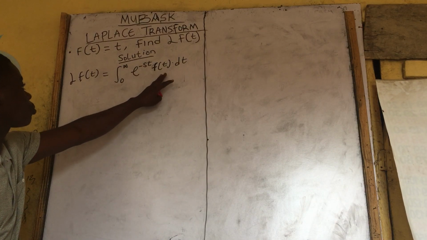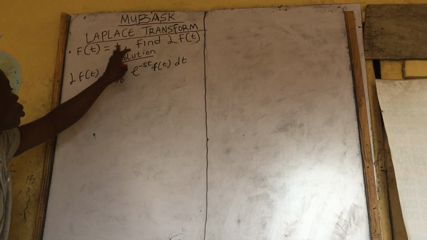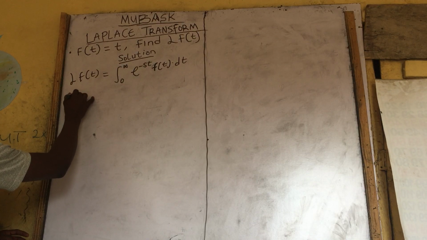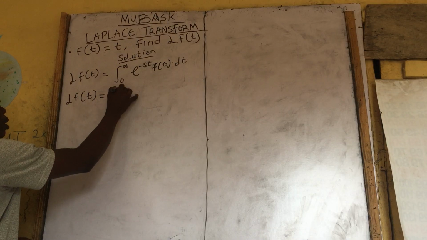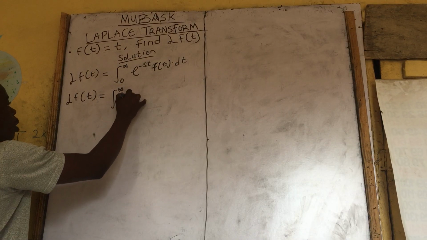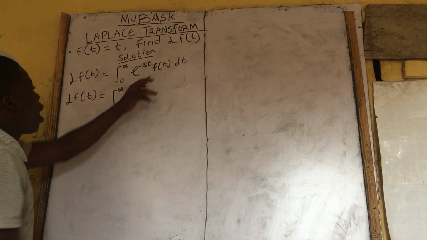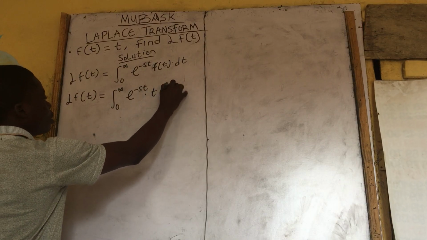But our f of t equal to what? t. So let us substitute our f of t to be equal to t. So also the same thing as Laplace f of t equal to integral from 0 to infinity of exponential minus st times our f of t, equal to t, times dt.